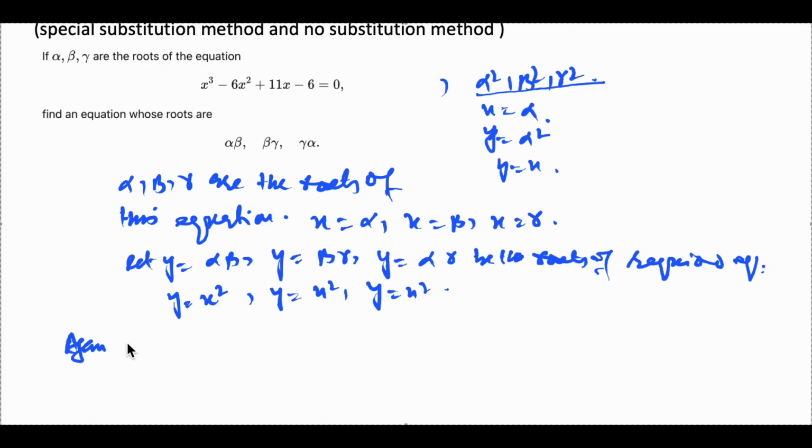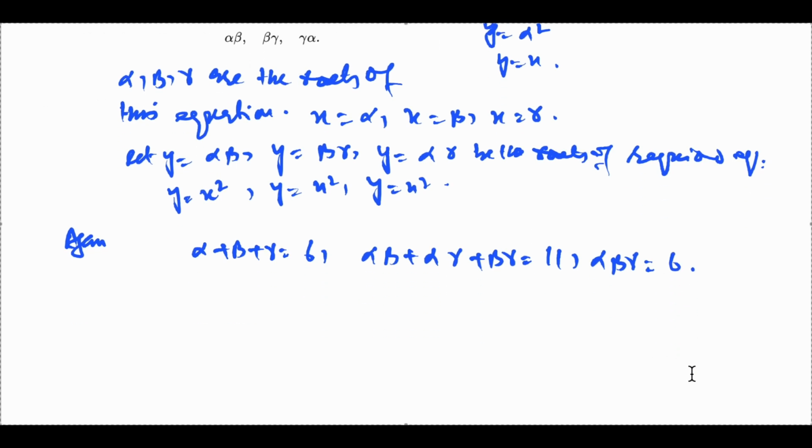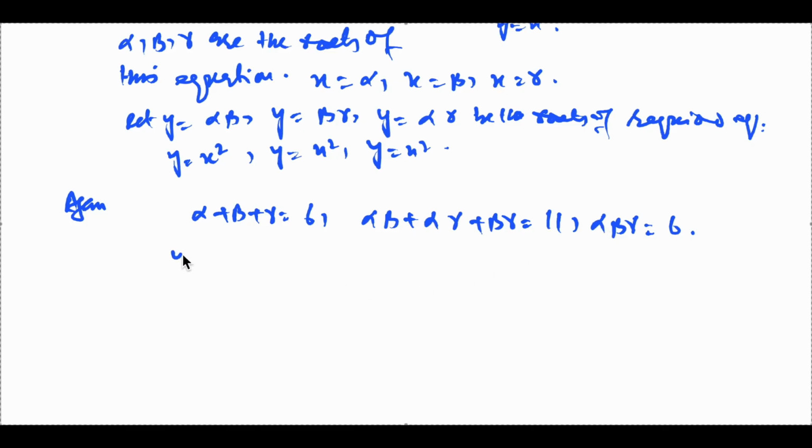Again, now think like this. If alpha, beta, gamma are the roots of this equation, can I say alpha plus beta plus gamma is always equal to 6, alpha beta plus alpha gamma plus beta gamma is equal to 11, and alpha beta gamma is equal to 6? So let y is equal to alpha beta, y is equal to alpha gamma and y is equal to beta gamma.